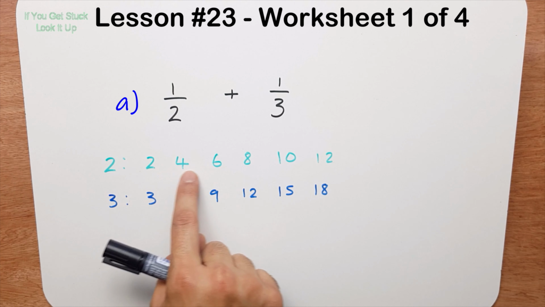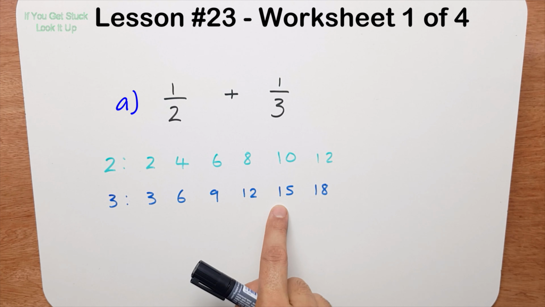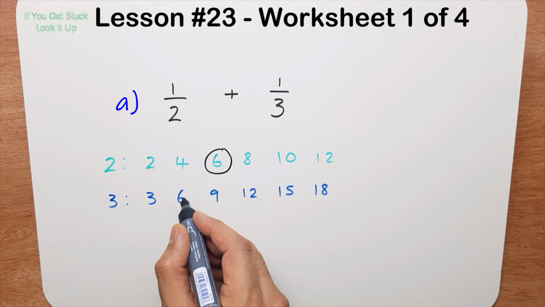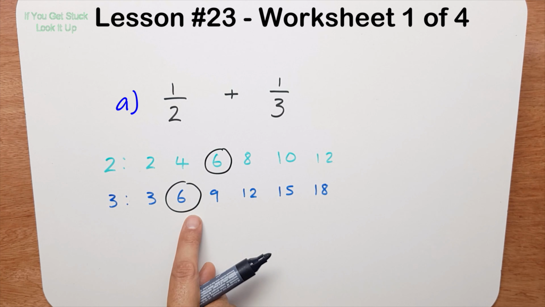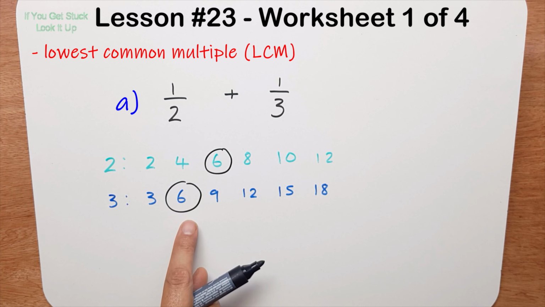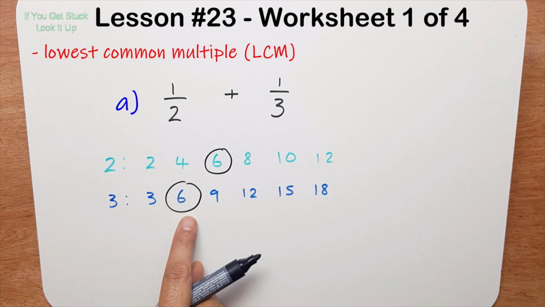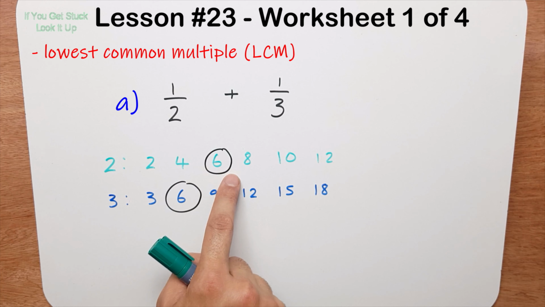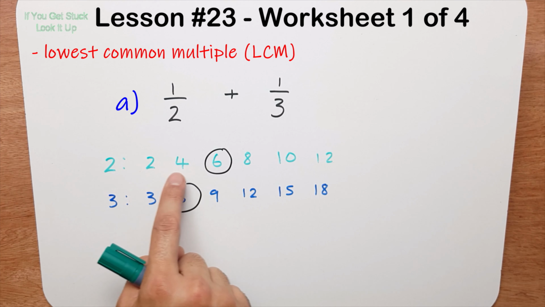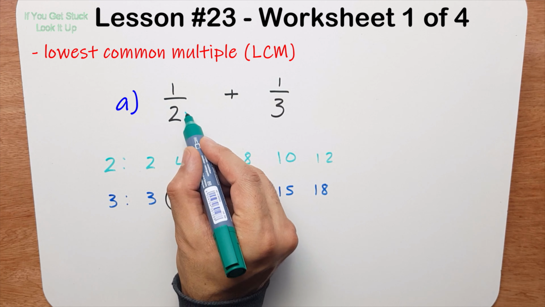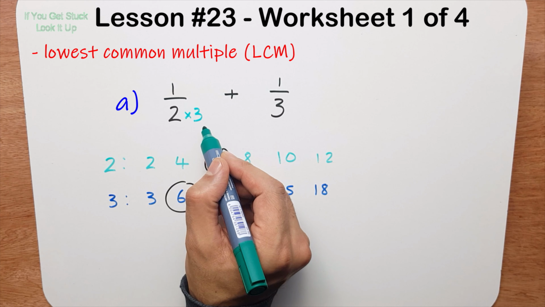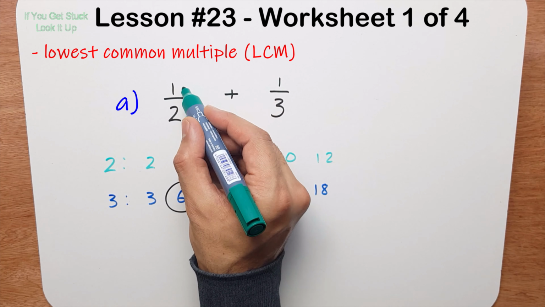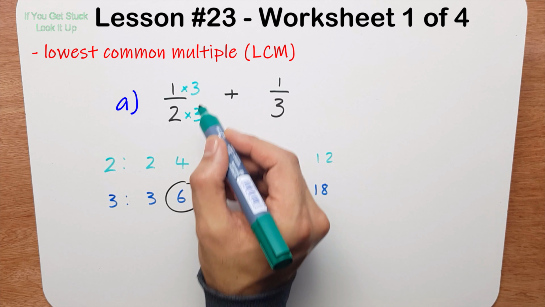So what I'm going to do is run along this list and find out which is the smallest number in the list. So I can see it's 6 and 6. And this here is called the lowest common multiple. So that's the number we're aiming for. So how do I turn the 2 into a 6? I multiply it by 1, 2, 3. So I do 2 times 3 to give 6. Now whatever I do to the bottom number, I have to do to the top number. So I have to multiply the numerator by 3 as well.